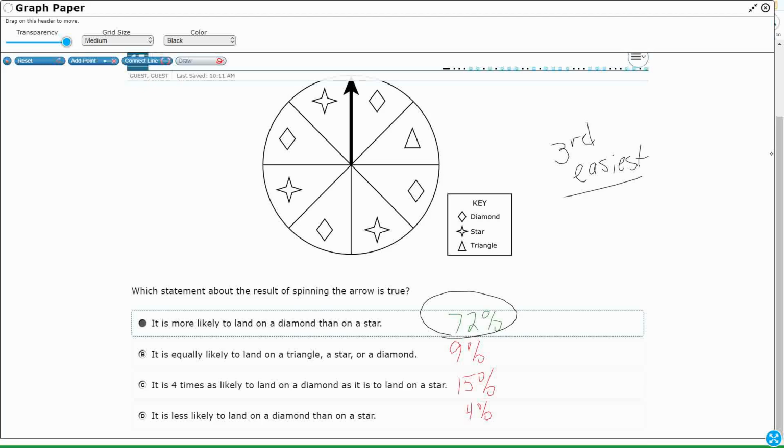And the one that tripped them up the most, right, is going to be this C that we were looking at. This is 4 times as likely. If this had said not a star but a triangle, it would have been correct. Other than that, it was pretty simple for many of our students. So good job for them and good job for us as a state.